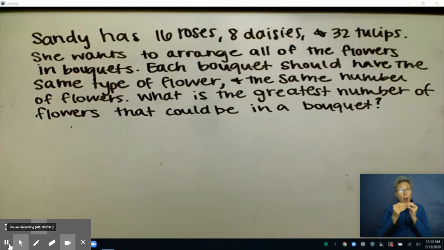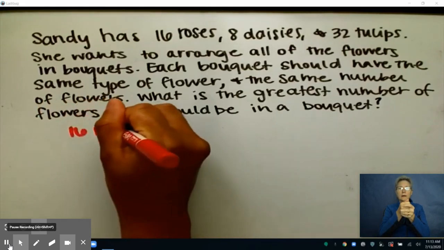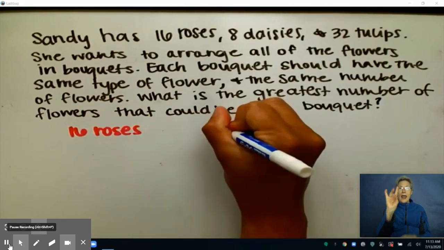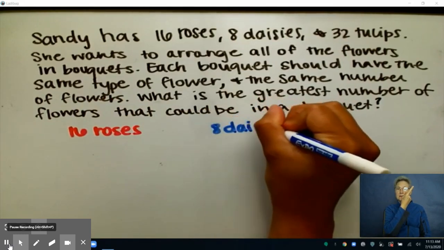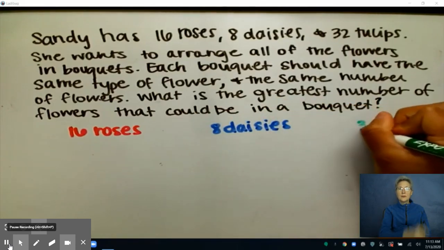Whoa, I don't know about you, but there's a lot of information in this problem and I'm feeling a little bit overwhelmed. Let's start by simply taking some information out of our problem that we need in order to solve this situation. So we know that she's got a whole bunch of different flowers and she wants to put the flowers into bouquets. So I know that she's got 16 roses. She has 8 daisies. And lastly, she has 32 tulips.